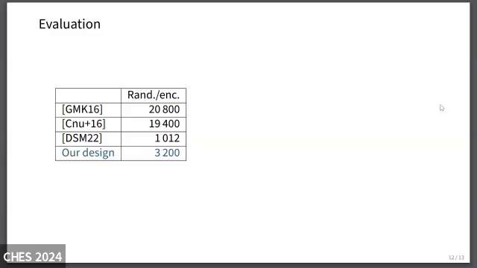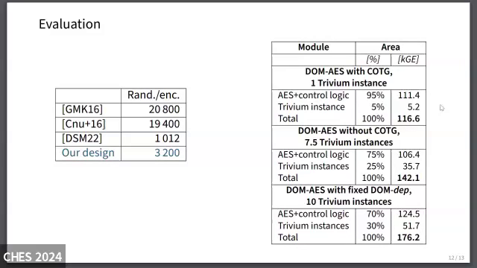Okay, and a second point which I wanted to make in this presentation is what actually happens to the area of your design if you do not do changing of the guards. So in the first row here, you see the area of our design and the area of the RNG, if you enable changing of the guards and use one instance of the Trivium RNG. So you see that only 5% of the total area is required for the RNG. While if you turn off changing of the guards and let the RNG supply all the fresh randomness you need, then the area consumption of the RNG goes up to 25% of your total area consumption.